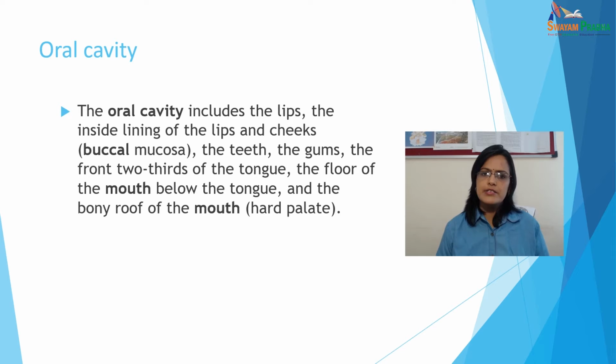So dear students, let us start with the oral cavity. The oral cavity includes the lips, the inside lining of the lips and cheeks, that is the buccal mucosa, the teeth and gums, the front two-thirds of the tongue, the floor of the mouth below the tongue, and the bony roof of the mouth, which we call the hard palate. This actually comprises your oral cavity.